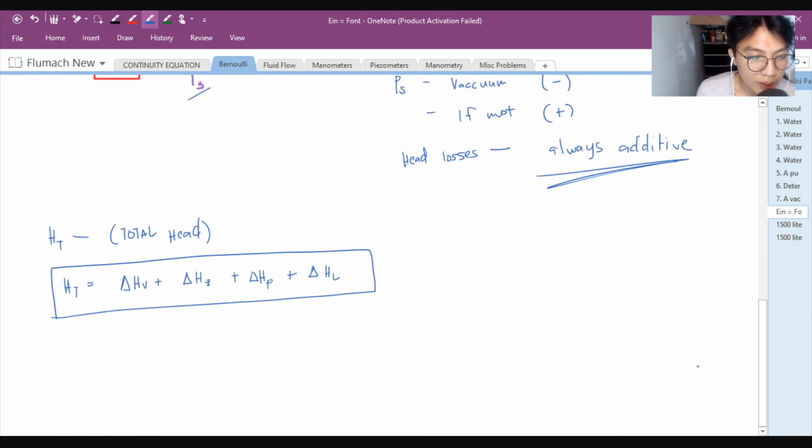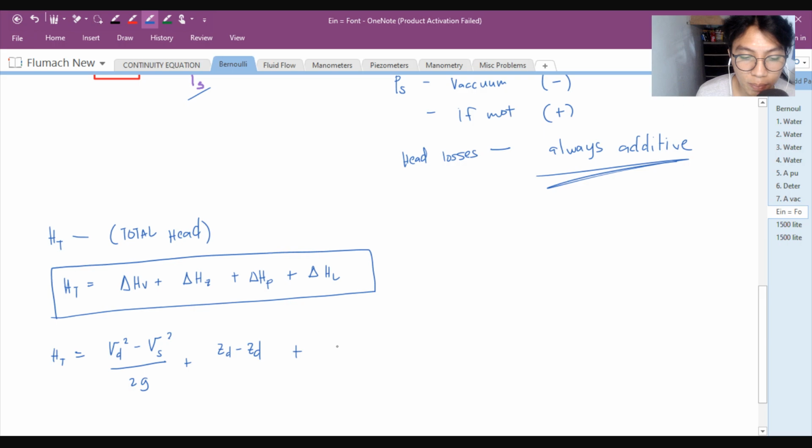Now, let us have this in elaborate form. Expand natin siya. If this is a change in velocity, so v at discharge squared minus v at suction squared, divided by twice the gravity, plus the elevation head, so Zd minus Zs. Nakadepende if this is positive or negative from the placement.